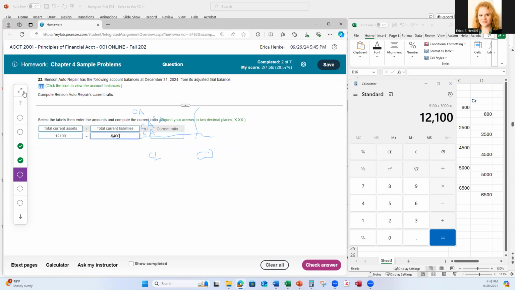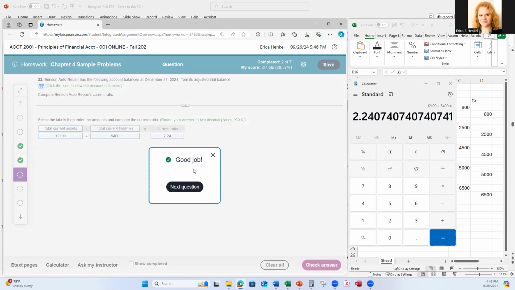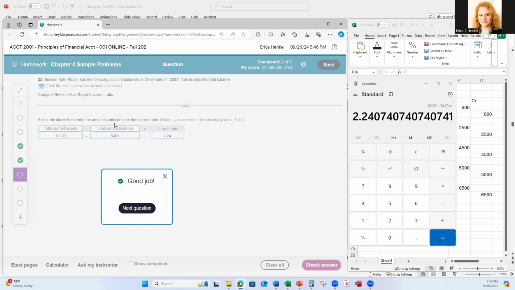And I'm just going to clear my writing here. And so then if we take the 12,100 and we divide that by the 5,400, gets us our current ratio to 2 decimal places they want, so 2.24. All right, and how able are we to pay off our short-term liabilities? That's the question we're answering with this ratio.